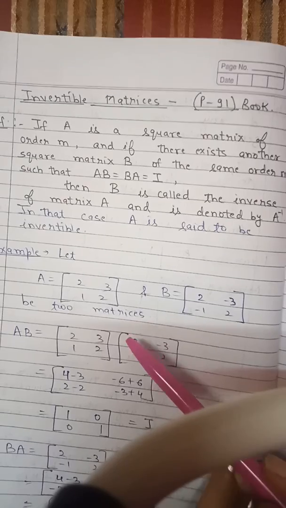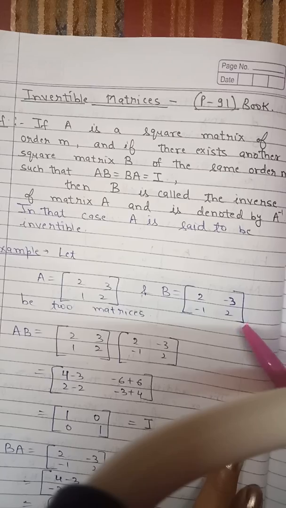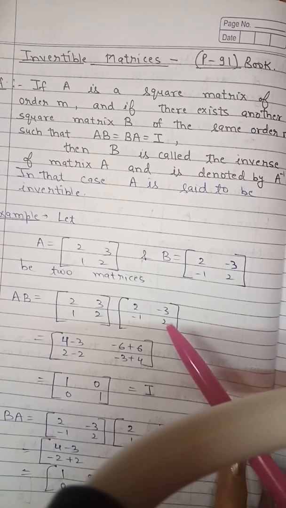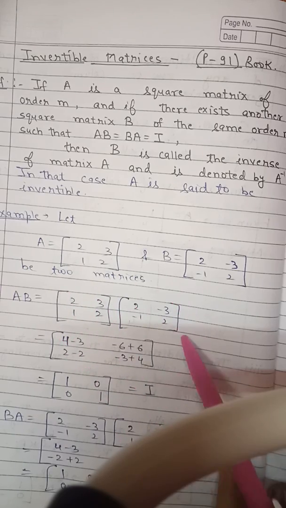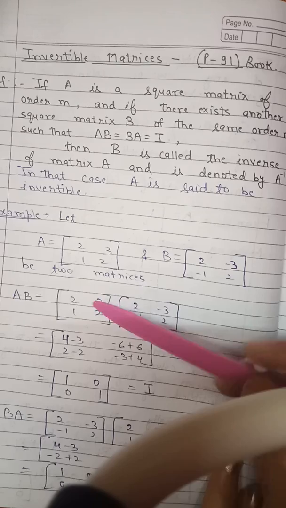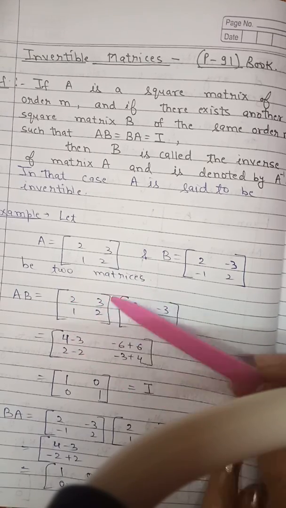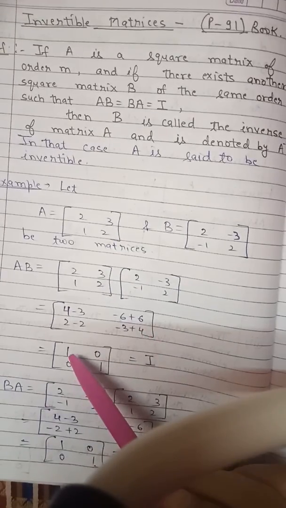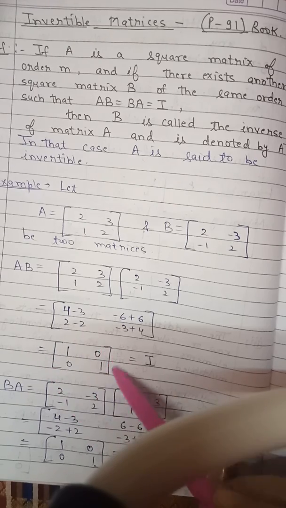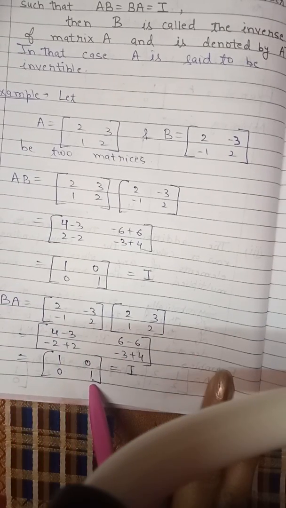Just see the example. We are taking two matrices. A is [2, 3; 1, 2] and B is [2, -3; -1, 2]. We are going to find AB. I put A and B here and multiply. You know how to multiply. First row, first column: 2 into 2 is 4, 3 into -1 is -3. Similarly for the other terms, I get 1, 0, 0, 1, which is the value of I, the identity matrix. Similarly, now I am multiplying BA. Again I am going to get this I.